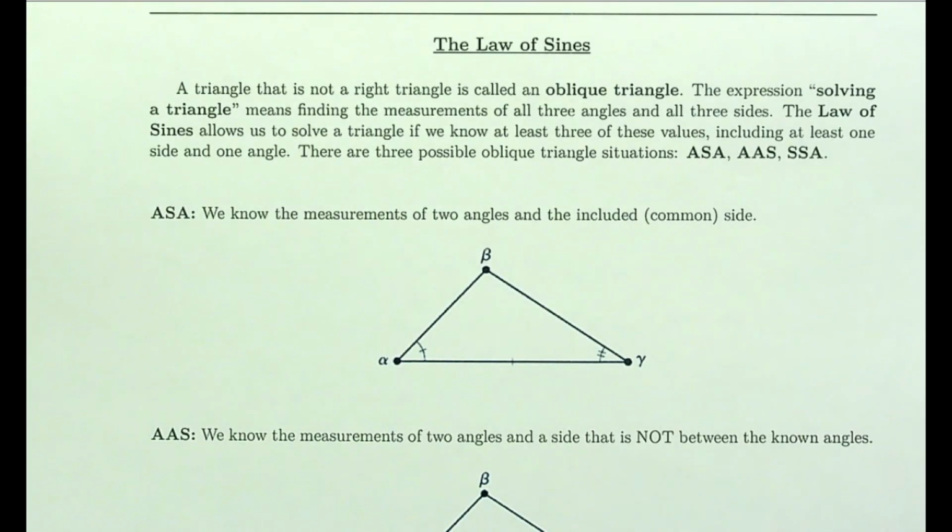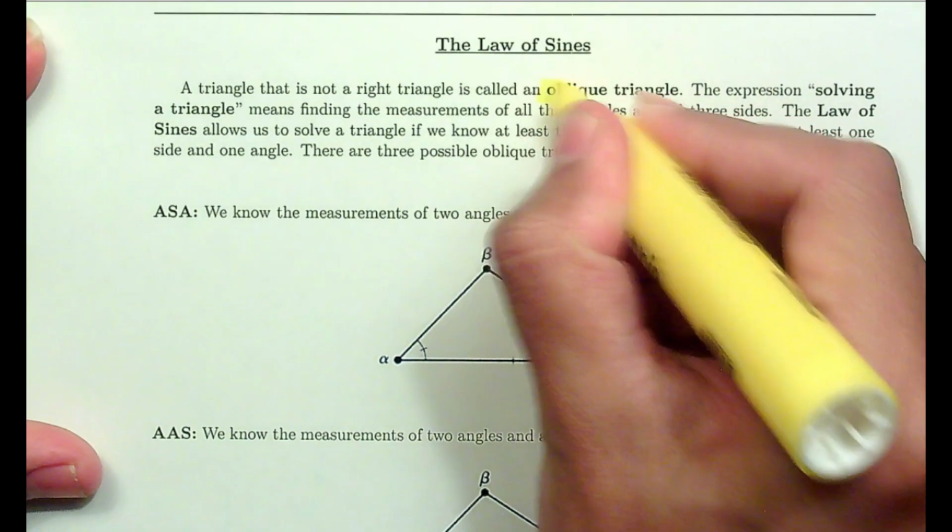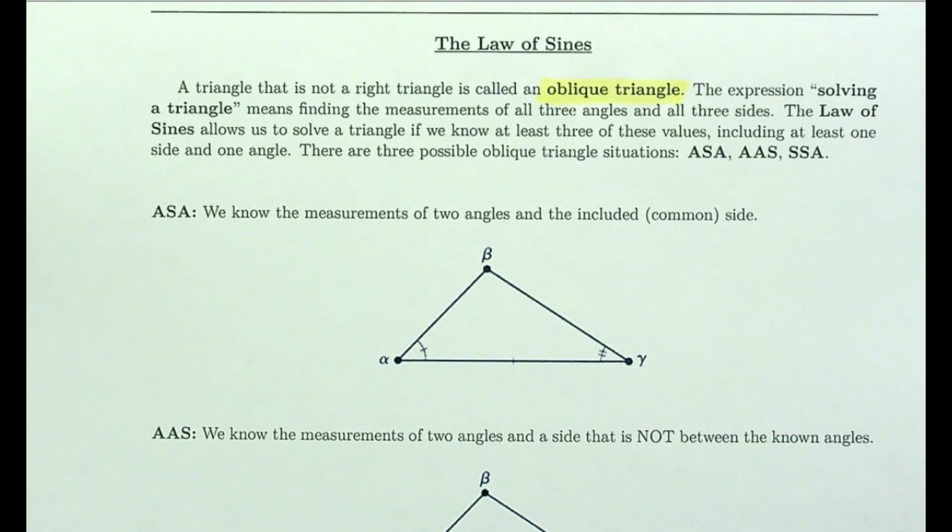A triangle that is not a right triangle is called an oblique triangle. So it's just a triangle that is not a right triangle. And sometimes you will hear the expression "solve the triangle" or "solving a triangle," and that just means that you're going to find all three angles and all three sides of the triangle. So basically figure out everything, all the angles and all the sides.